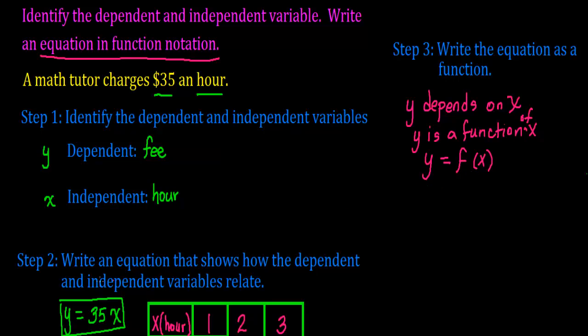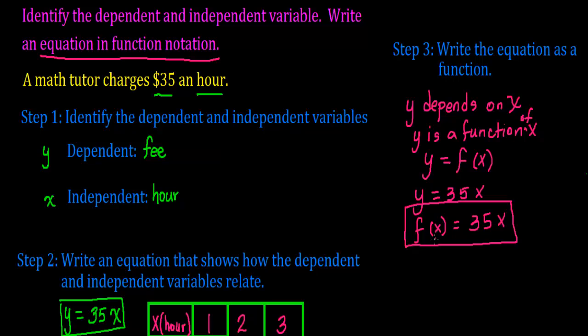That means that this equation that I wrote here, y equals 35x, I can rewrite y and show that y depends on x by writing it this way. Okay, and now I have my equation written in function notation. And f of x is just a label. It's not something you evaluate. It's not something you use to evaluate anything. It's just a label, okay?